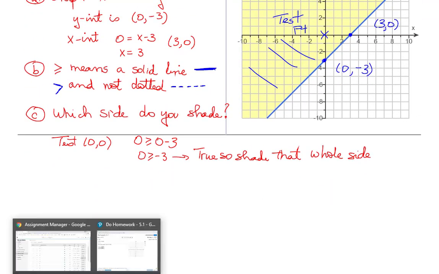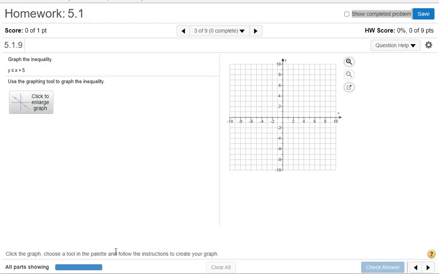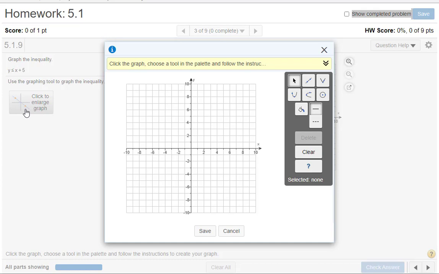All right, let's jump over to my math lab and see what this looks like. So here's the homework problem in my math lab, question 3. We have, hopefully you can see this, y less than or equal to x plus 5. So I see the graph. What do I do with it? Nothing to click here. So I click over here, click to enlarge the graph.